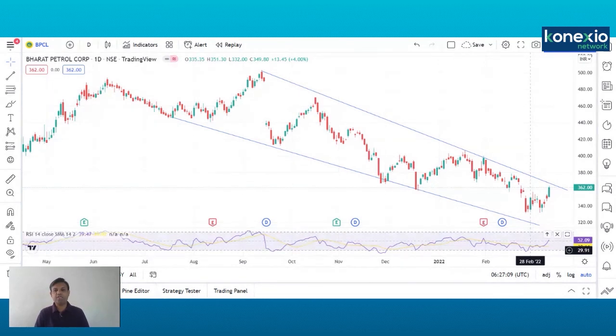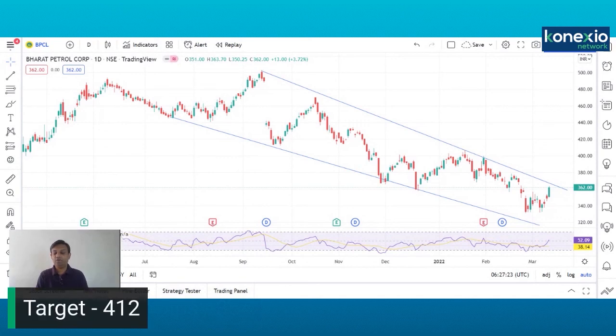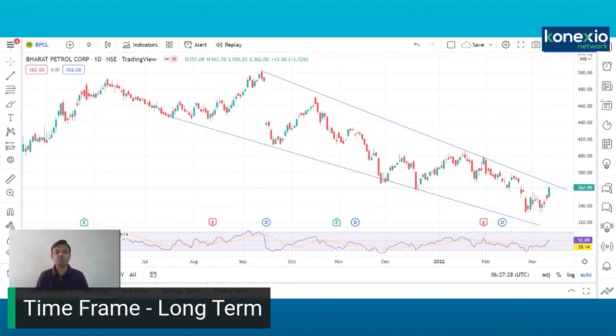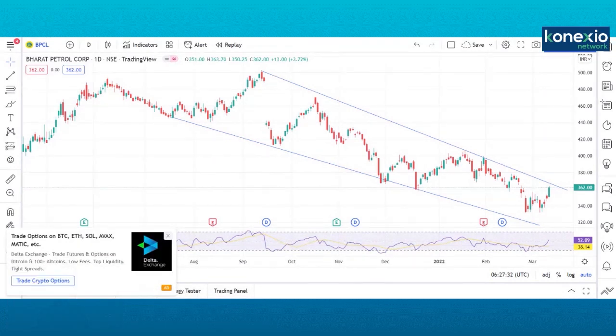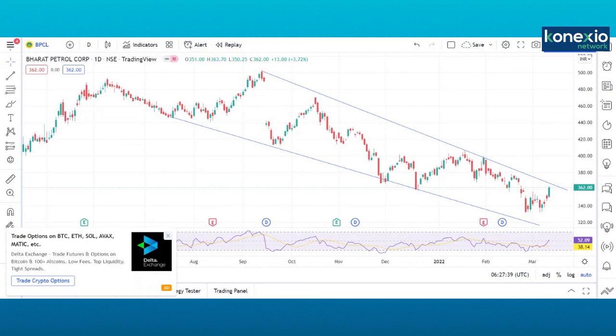Stock is looking poised for an upside rally from these levels. So the long-term investors can accumulate the stock on dips to 354 for an upside target of 412. The investment horizon would be 10 to 12 months. I mean to say most probably long-term investment. So the strategy should be buy on dips, accumulate the stock, keep it for long-term investment. It can give a decent return from these levels.